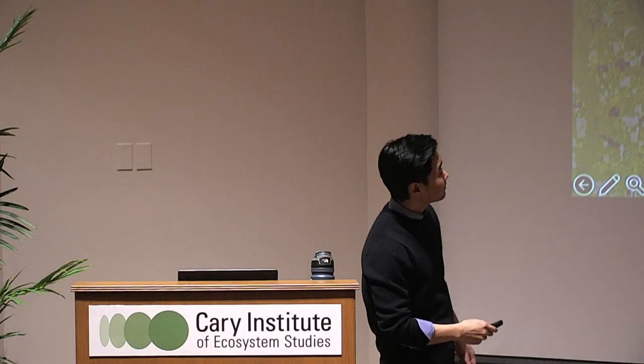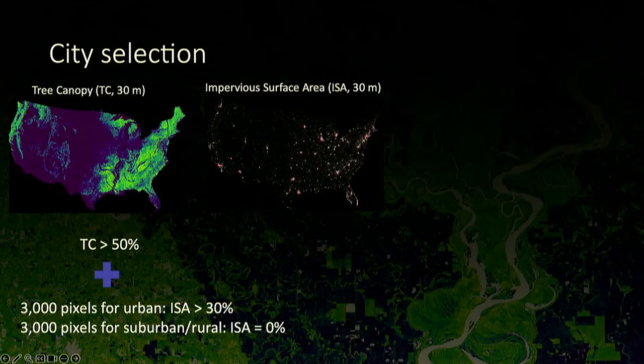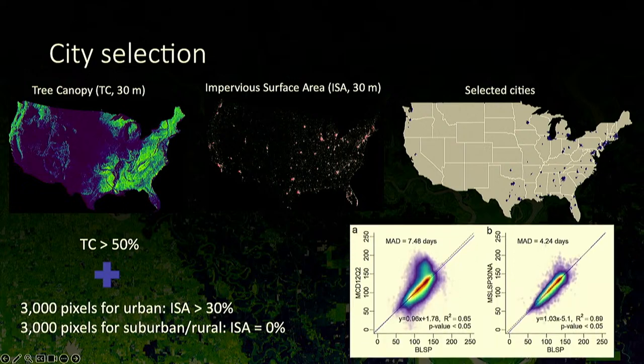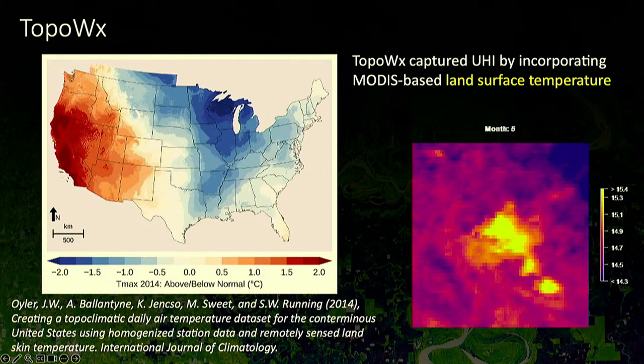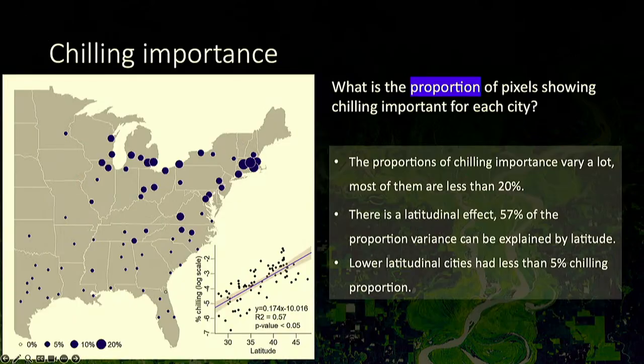So what I did was I selected those. These are tree canopy covers, and these are the impervious surface areas I used to select cities. Of course, I used my own BRSP data set, because that's the only data set you can use to retrieve 40 years of phenology. And I did a comparison. This is comparable to the 500 meter MODIS and the 30 meter MSLSP. And this is the urban heat island effect. You can tell this is the temperature, I think it's UW Madison. You can tell this center urban core is constantly warmer than rural areas.